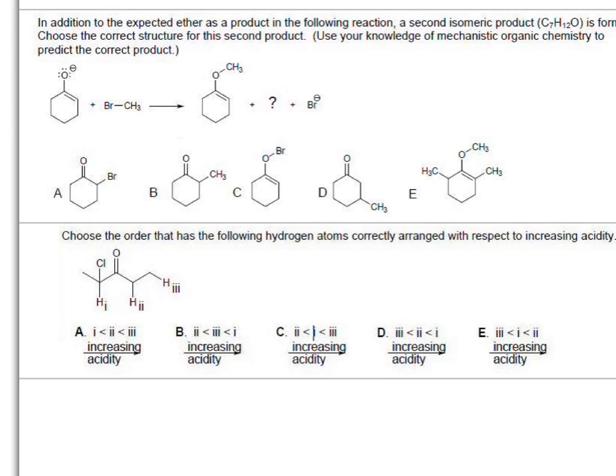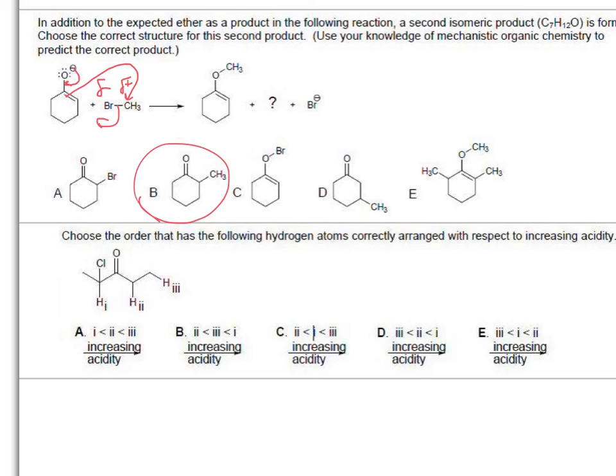All right. Okay, the next question is, in addition to the expected ether, so the ether is given, a second isomeric product is formed based on the mechanism information. What do you think would happen? This is pretty straightforward. You know that carbon is delta plus, bromine is delta minus, electrons are in resonance. This is going to attack, ta-da, and the Br is going to leave. You're going to end up with a C double bond O, and the alpha position should end up with your CH3. So that's the alpha alkylation that we've been talking about in chapter 23.